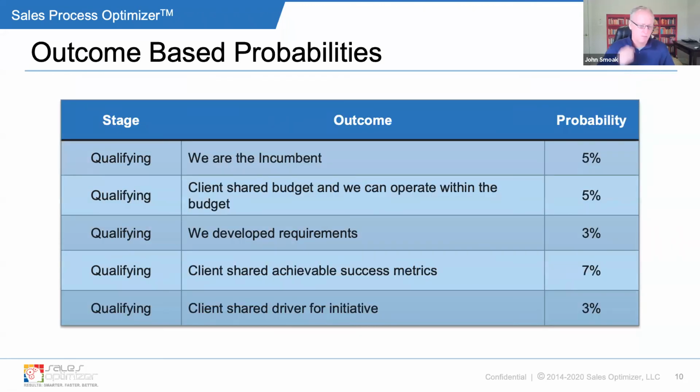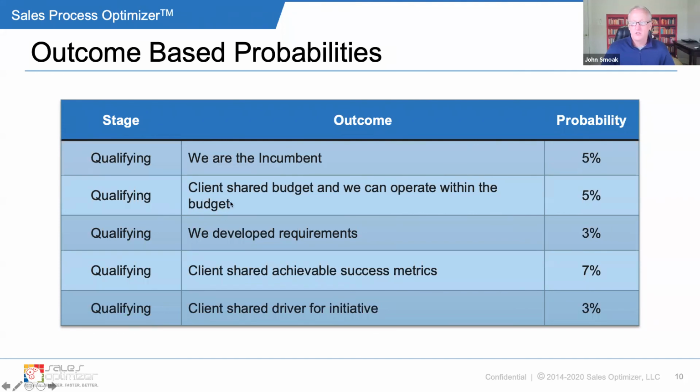Let me give you an example. So here would be the qualifying stage. So here are some examples of some outcomes that you might expect in the qualifying stage. We are the incumbent. So if I can say that I'm the incumbent, I can win a deal where I'm not the incumbent. I can lose a deal where I am the incumbent. All this is saying is, if I'm the incumbent, I'm more confident I'm going to sell this deal, okay?